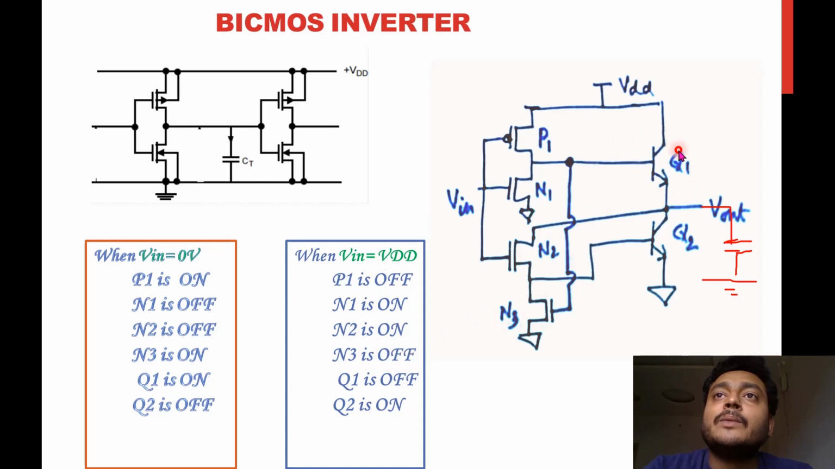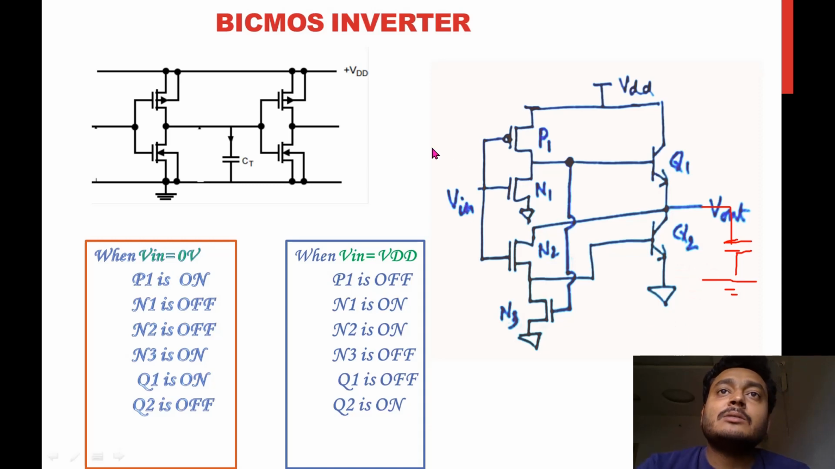What is the condition of Q1? Q1 is driven by this node, and this node is essentially 0 right now. Since it is 0, Q1 will be off. What is the condition of Q2 now? Since N2 is on and N3 is off, there is no connection from here to ground. It is an open circuit, and N2 is there. From N2, you are going to get some base current because N2 is on, and this current is going to drive your Q2. Since Q2 is on, through Q2 your capacitance is going to discharge.